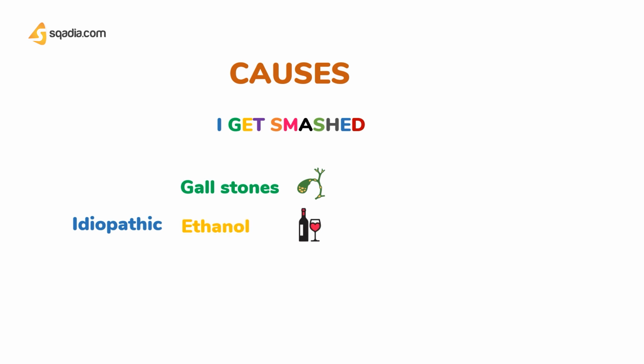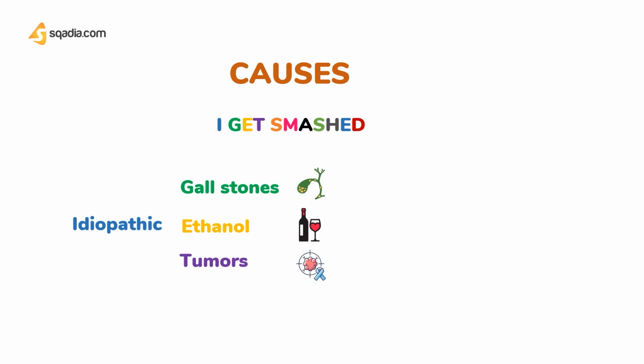Next is ethanol. After gallstones, ethanol is the second most important cause. So you should also remember that ethanol is again an important cause, and it not only leads to acute pancreatitis, but it can also cause chronic pancreatitis if the patient is chronically taking alcohol.